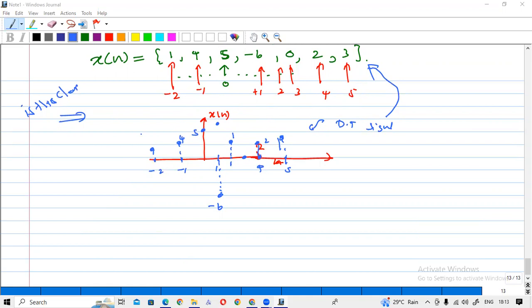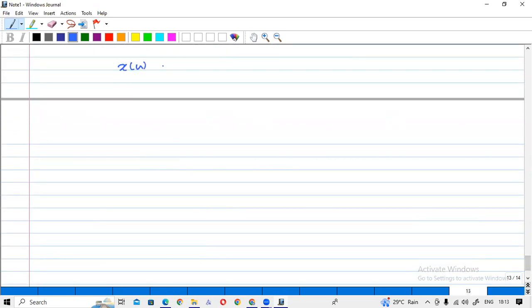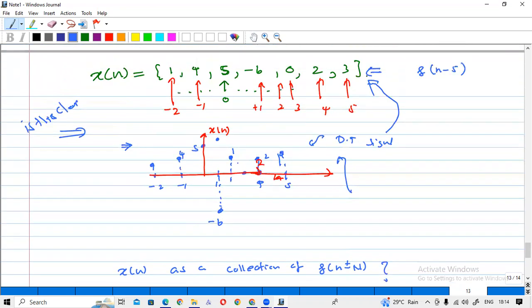Now try to draw this. Do it as homework. We will stop here. Try to represent this signal, that means this sequence xn, as a collection of shifted unit impulse signals, with n plus or minus shifts. So try to do this. I think you can do it.